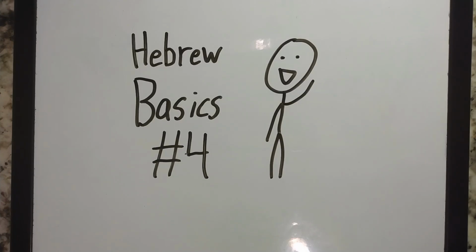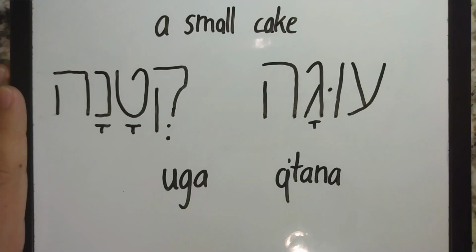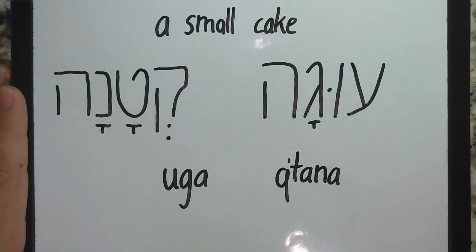Welcome to Lesson 4 of Hebrew Basics, a series where we are learning the essentials of Hebrew grammar. Today we are going to pick up from our last lesson and continue to learn how to use adjectives in Hebrew. In our last lesson we learned how to say a small cake in Hebrew.